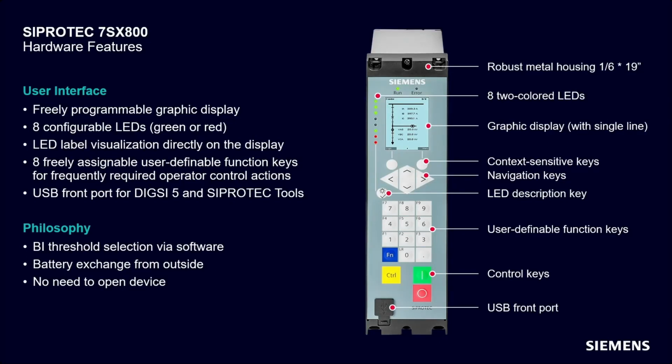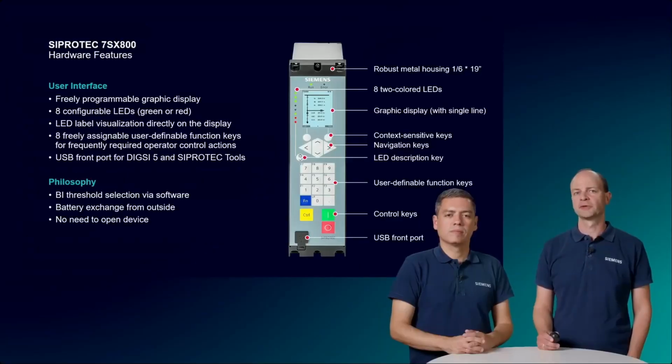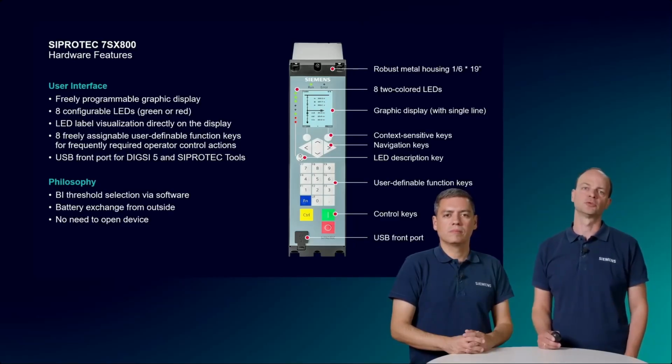LED labels are shown on the display by pressing the LED description button, so there are no paper strips necessary anymore. The philosophy is the same as for SIPROTEC 5. The selection of the secondary nominal current, 1 amp or 5 amp, or the binary input threshold is done via software. The battery exchange is done from outside. This means there is no need to open the device. It remains sealed.